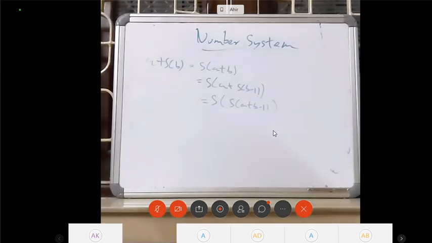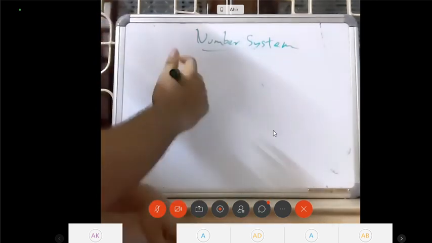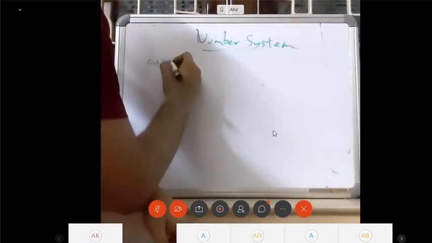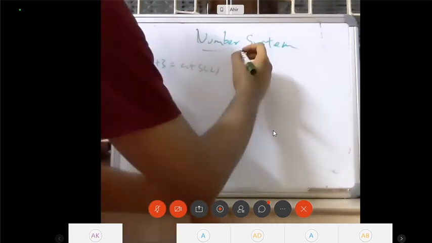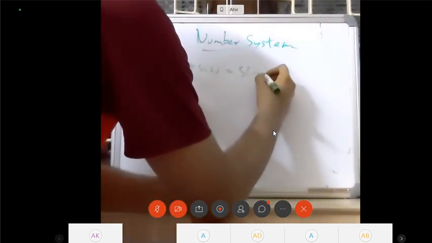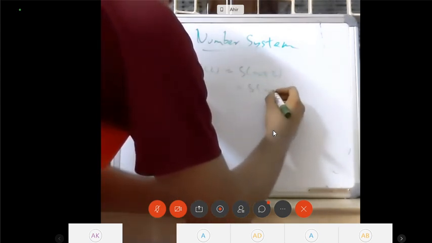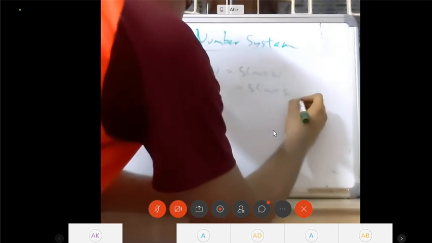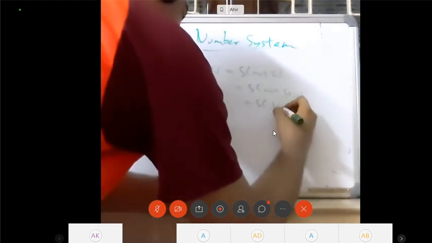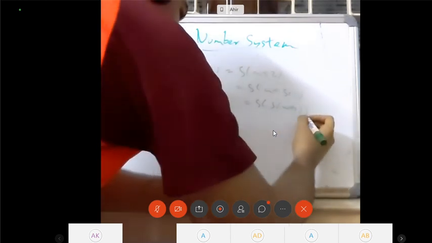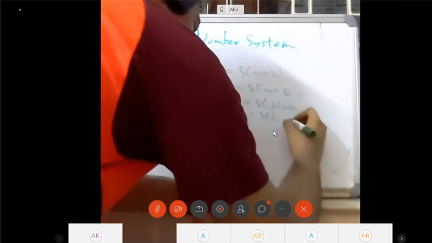Let's take a shorter example. Suppose you have A plus 3. A plus 3 is equal to A plus S of 2. What is A plus S of 2? This is equal to S of A plus 2. What is 2? 2 is S of 1. So we have A plus S of 1. What is A plus S of 1? It is S of A plus 1. What is 1? 1 is S0. So we have S of A plus S0.